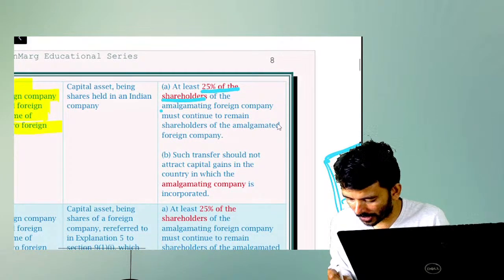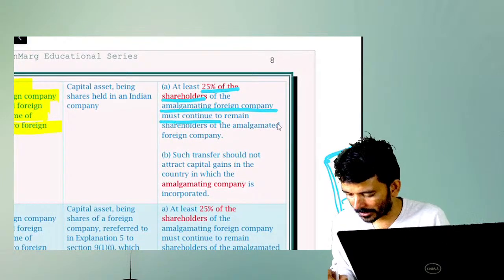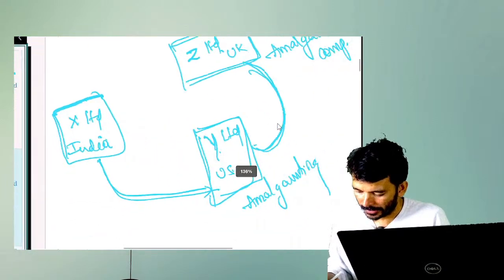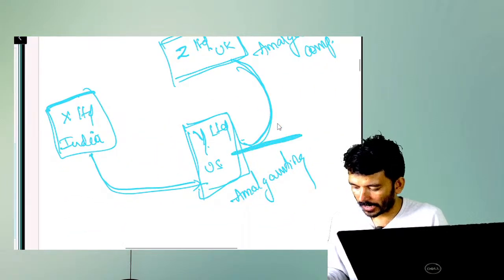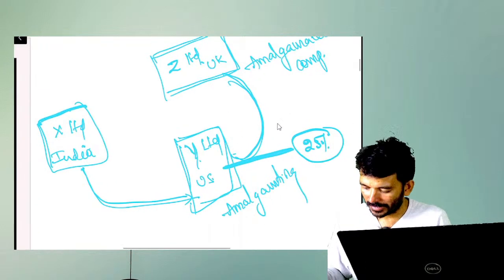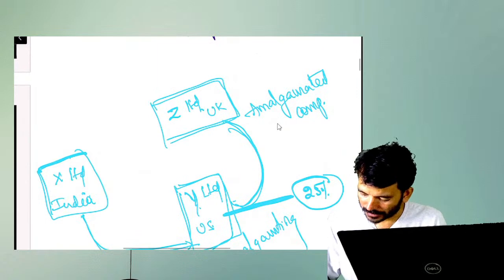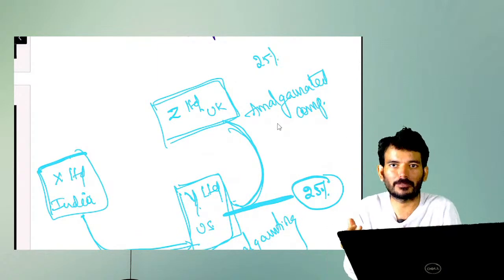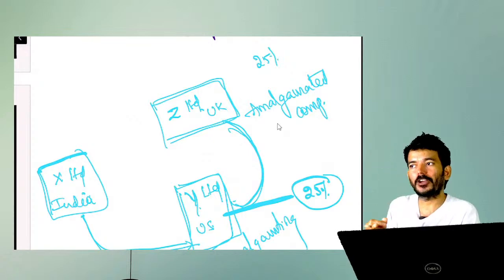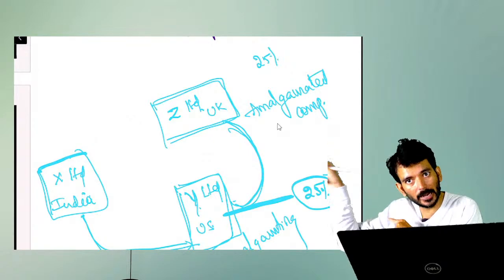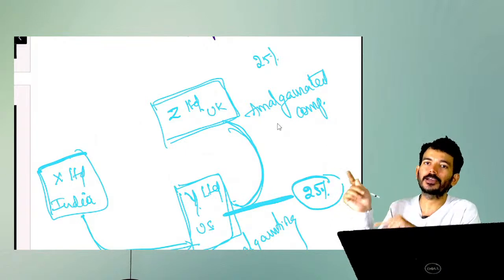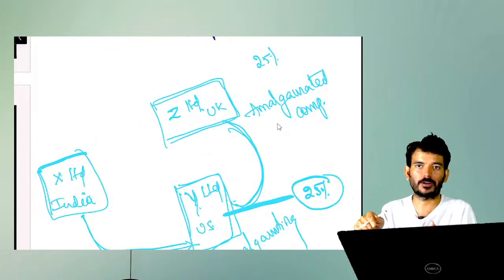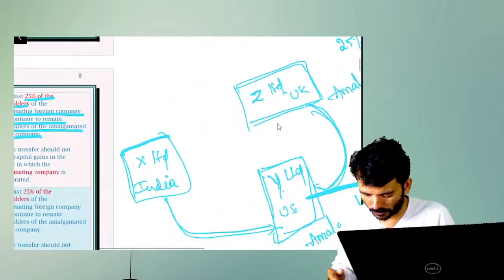25% of the shareholders of the amalgamating foreign company must continue to remain the shareholders of the amalgamated foreign company. Of the share capital in Y Limited, at least 25% of the shareholders have to continue with Z Limited. Maybe everybody might not consent to the amalgamation, right? But at least 25% of the shareholders of the amalgamating foreign company should become the shareholders of the amalgamated foreign company. At least 25% should be there.